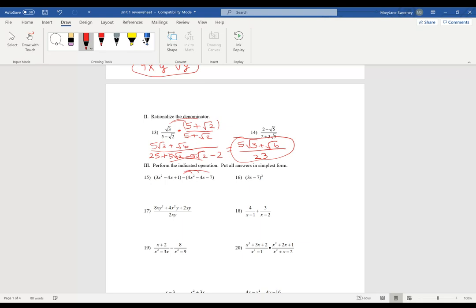15, distributing our negative, we get 3x squared minus 4x plus 1 minus 4x squared plus 4x plus 7. Combine like terms: negative x squared. These cancel, and it'd be plus 8.